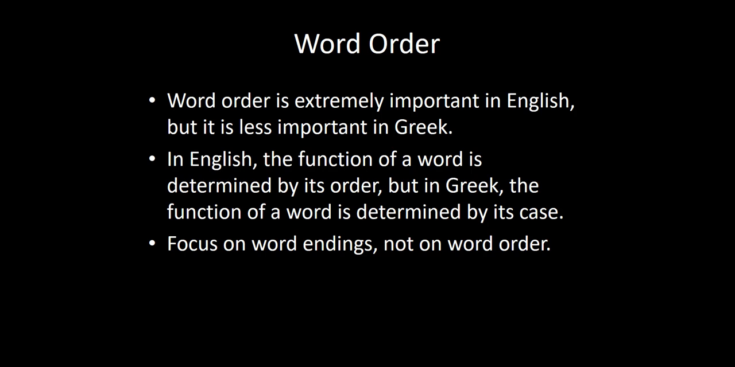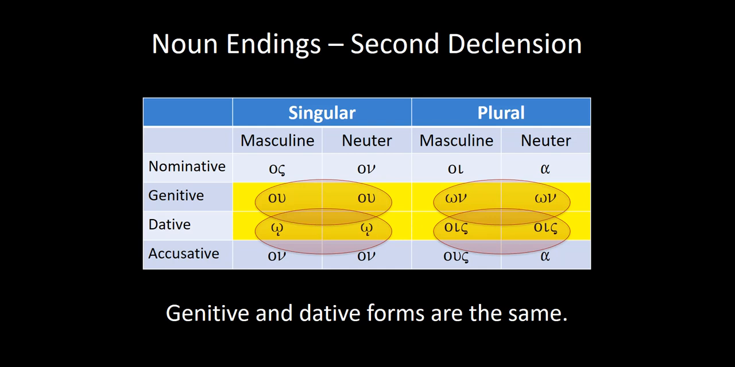Let's look back at this chart. I want you to see something. So for the masculine, we had os, u, o, on, oi, on, ois, us. And then for the neuter, we had on, u, o, on, a, on, ois, a. So if you look there in the middle, you see the genitive and the dative. The forms are the same for masculine or neuter. This is a nice thing because when you see u, you know it's genitive singular. When you see o, you're thinking dative singular. When you see on, you're thinking genitive plural. And when you see ois, you're thinking dative plural.